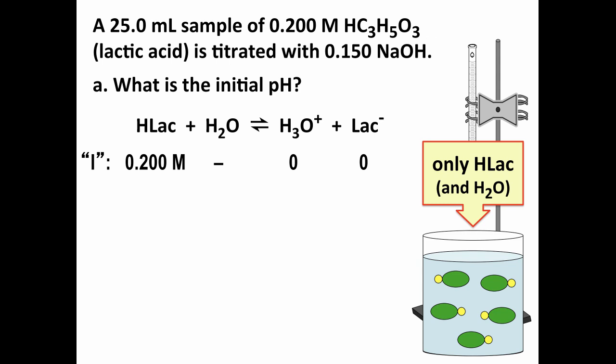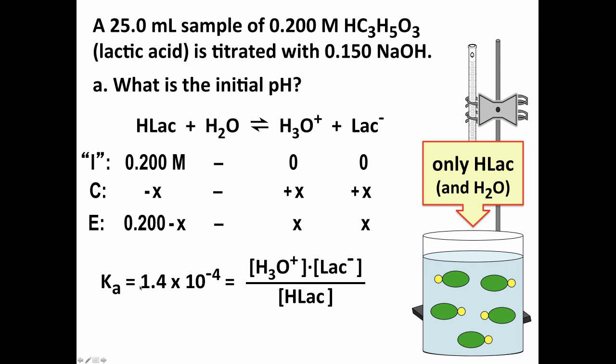If we do the things we've done a bunch of times before, our initial is our nominal concentration of lactic acid, pretending it hasn't dissociated yet, then our change, allowing it to dissociate, and our equilibrium. Then, of course, we can look up a K sub A value for lactic acid, and it turns out that's 1.4 times 10 to the minus 4th. We can set up the K sub A expression in terms of the hydronium ion concentration, the lactate ion concentration, and the lactic acid concentration.